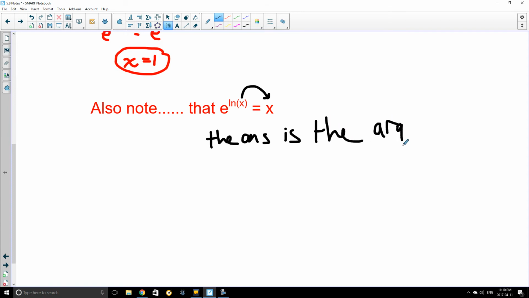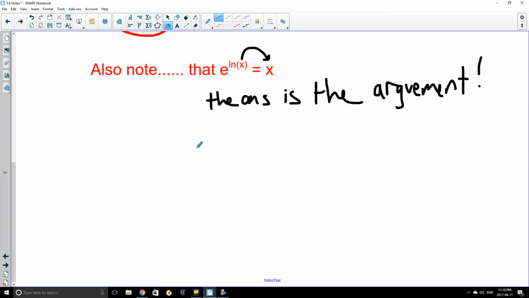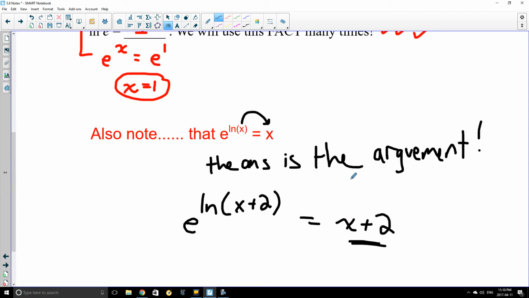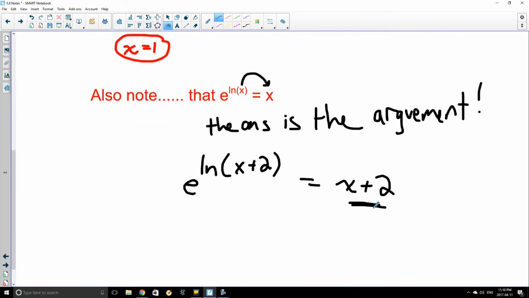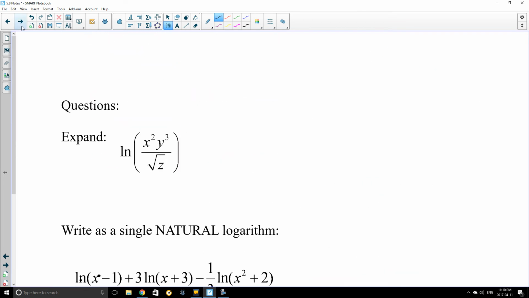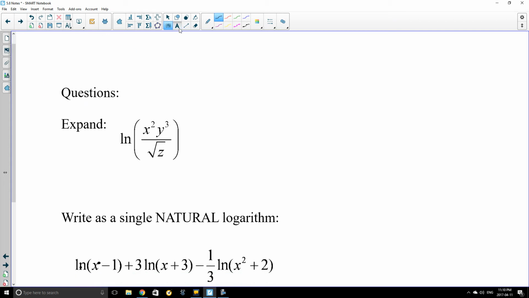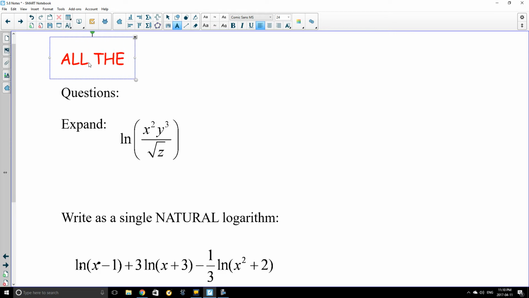So just to do one more example, if I had e to the ln of x plus 2, the answer here would be x plus 2. Alright, and for very similar reasons that this is 1, this is x plus 2. Alright, we are finally ready to try some questions here. So, just remember, all our rules for logs are exactly the same for ln. So, okay, all those rules apply. So let's just try a couple questions.